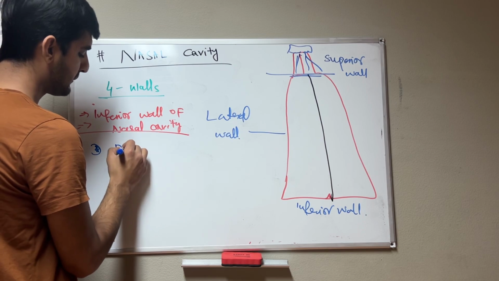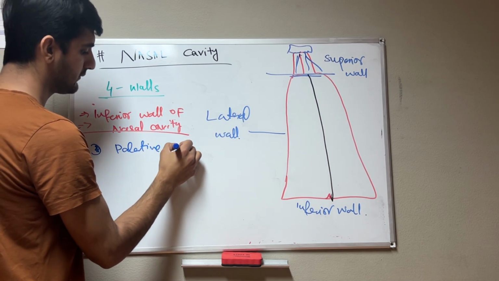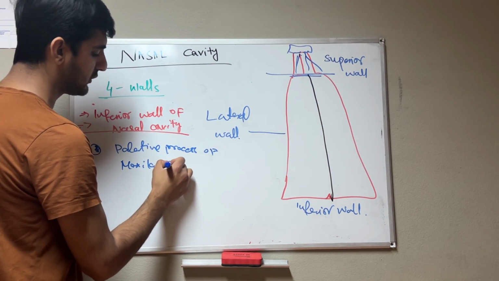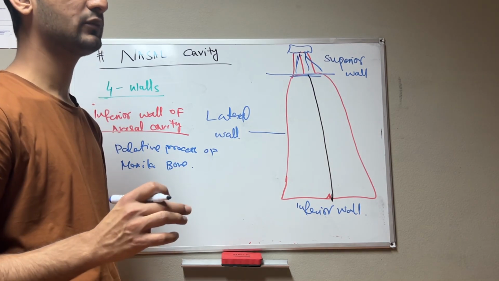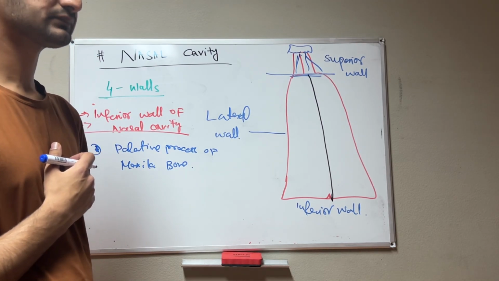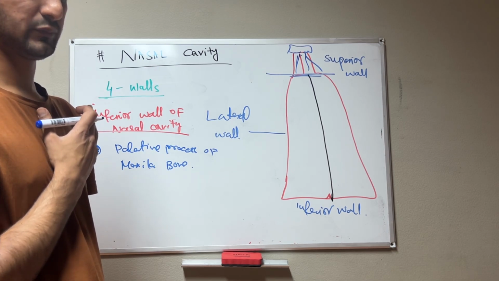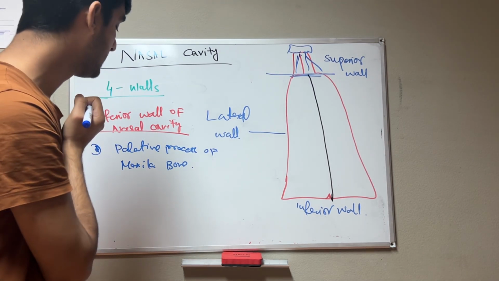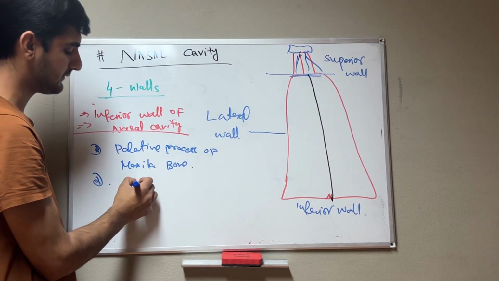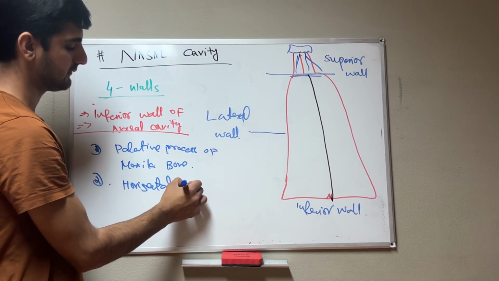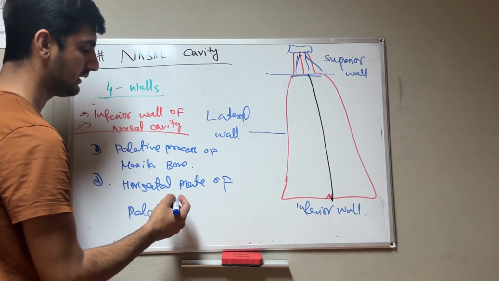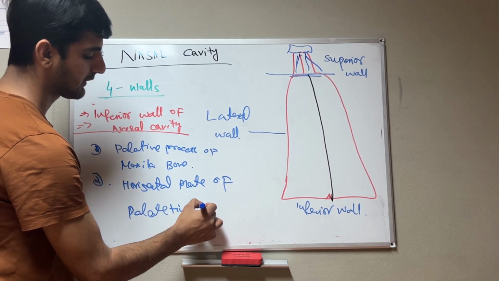The first is the palatine process of the maxilla bone, because when we discussed the maxilla bone, I said it has four processes. Here the palatine process, because from the inferior side, posteriorly, it connects with the horizontal plate of the palatine bone. That's why we call it the palatine process of the maxilla bone. The second formation is the horizontal plate of the palatine bone. These are the two formations which take part in the inferior wall of the nasal cavity.